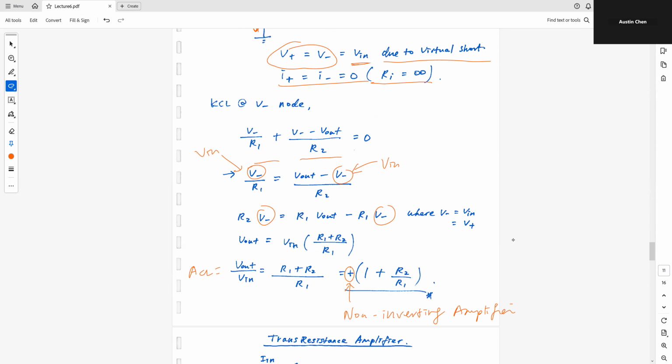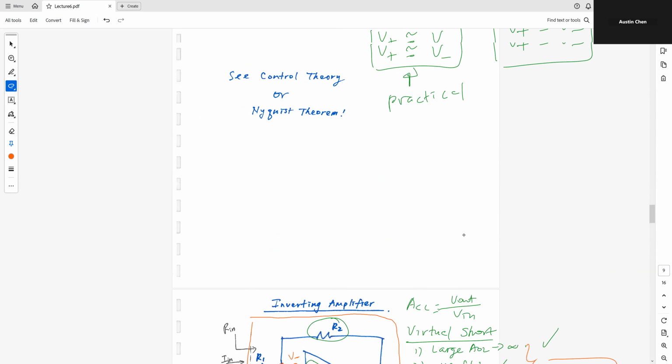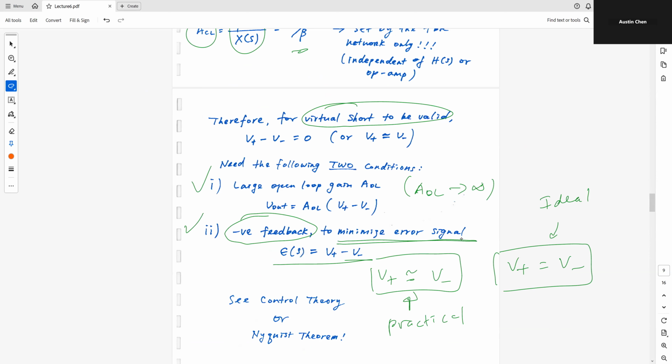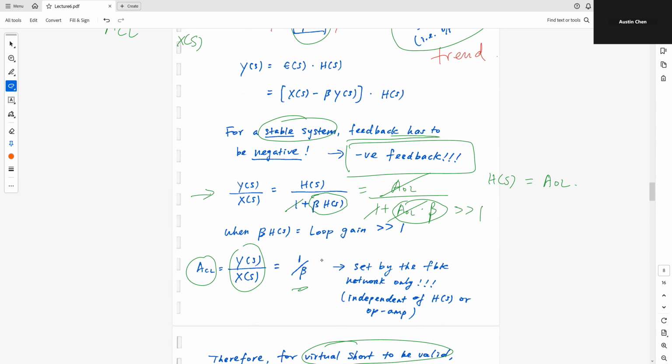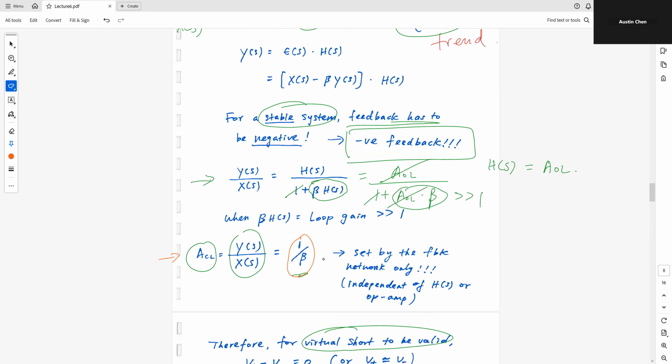And perhaps I'll just quickly relate the outcome of the ACL to what we just discussed. Remember, in the earlier discussion, we have ACL equal to 1 over beta. So it seems to tell us that the ACL is independent of your op-amp, if we are treating this op-amp as an ideal block. So ACL is equal to 1 over beta.